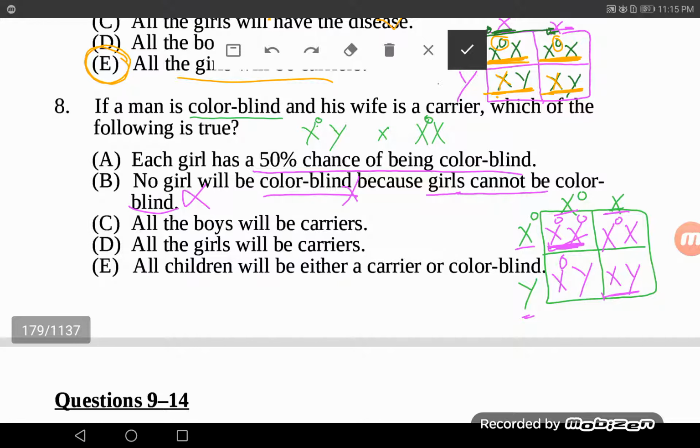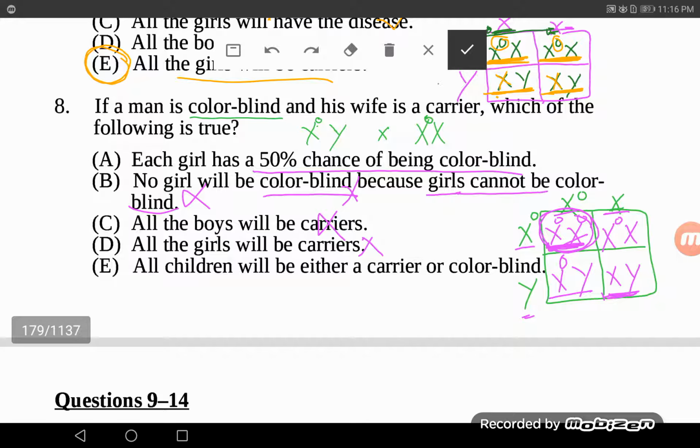All the boys will be carriers. This is also not true. As we can see, one of the boys is normal and the other boy will not be a carrier, but he will show the disease. He will have that disease. All the girls will be carriers. This is also not true. We can see one of the girls here, the first one, is not a carrier, and one of the girls has the disease.